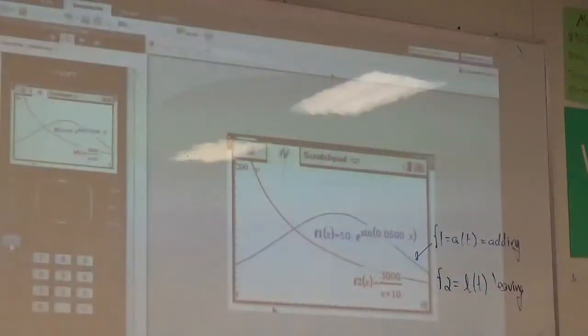10,000 plus the definite integral of A of t from 0 to 60 with respect to t, minus the definite integral of L of t from 0 to 60 with respect to t. Okay, and what'd you get for an answer? 10,218.939 gallons.